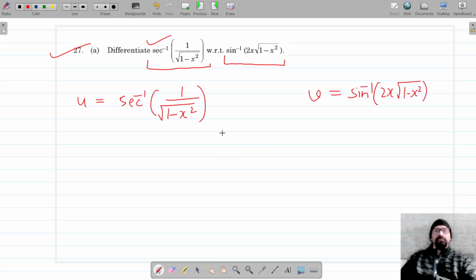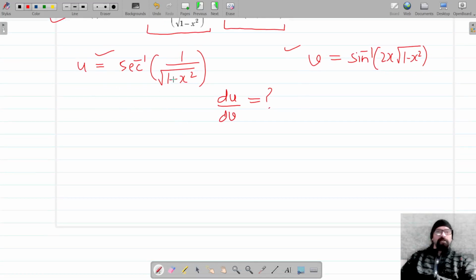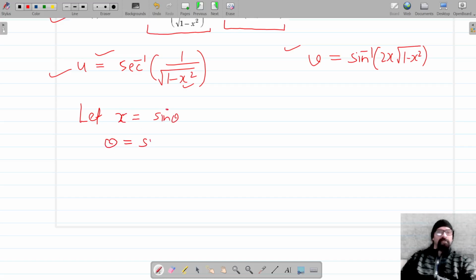Now, to differentiate this with respect to this means that we have to find out du by dv, and to find out du by dv, let's get this in the parametric form. So clearly, if I put x as sine theta, this becomes cos square theta, and then it will be secant. So let me show you how. So let's say in this case x is equal to sine theta. So if x is equal to sine theta, that means that theta is equal to sine inverse x.